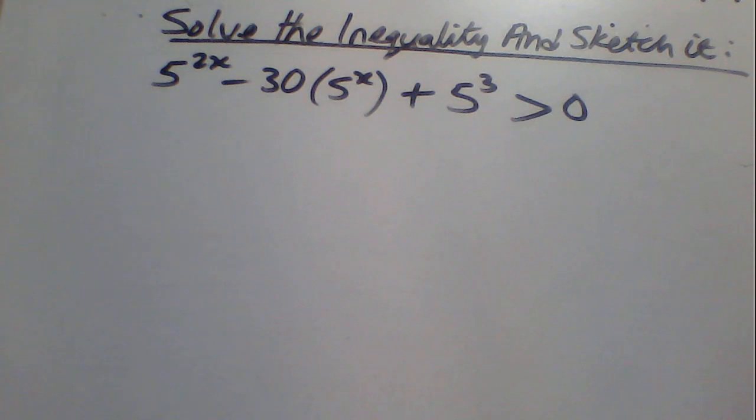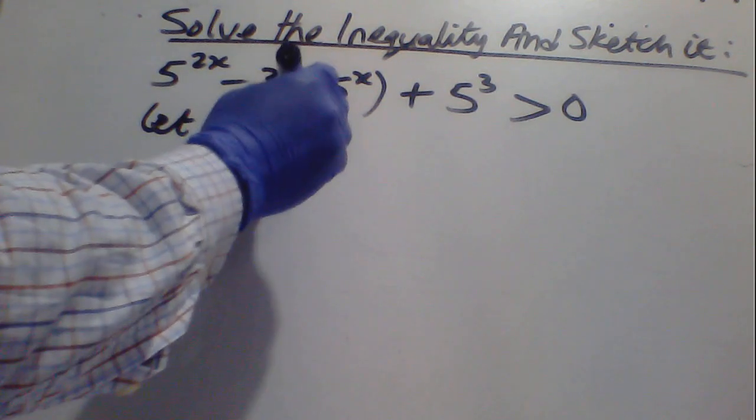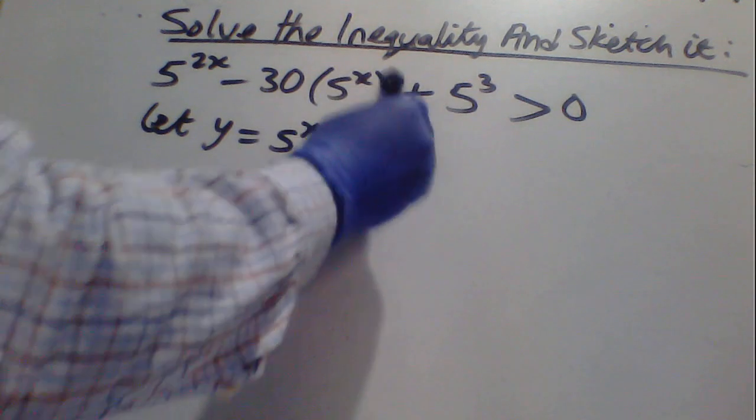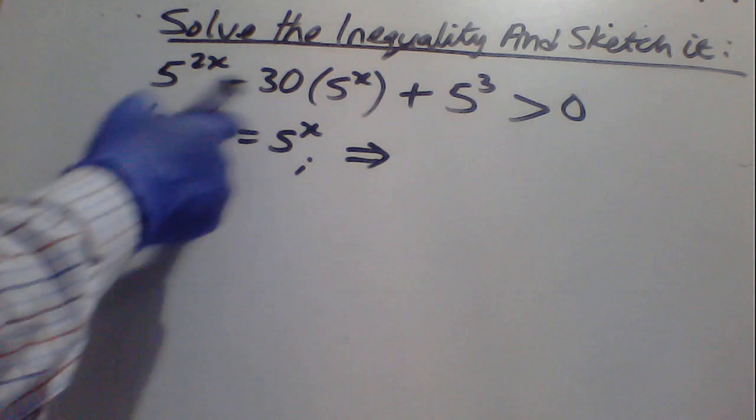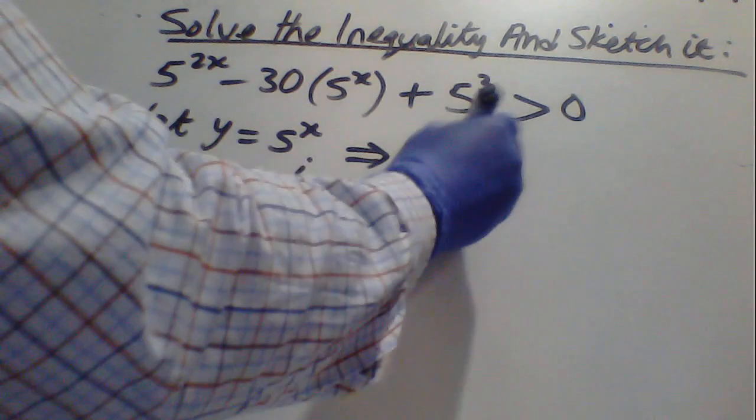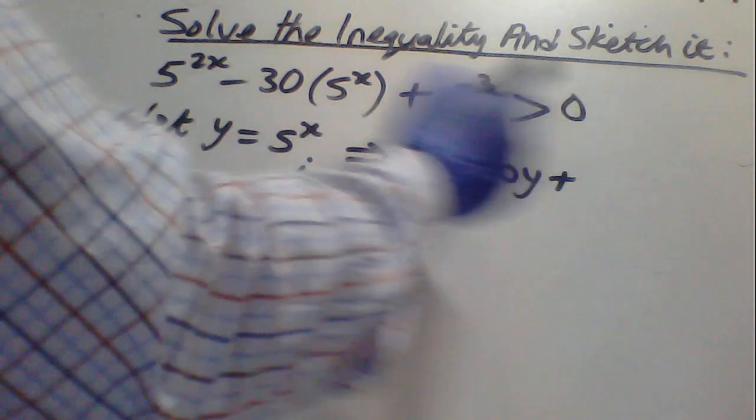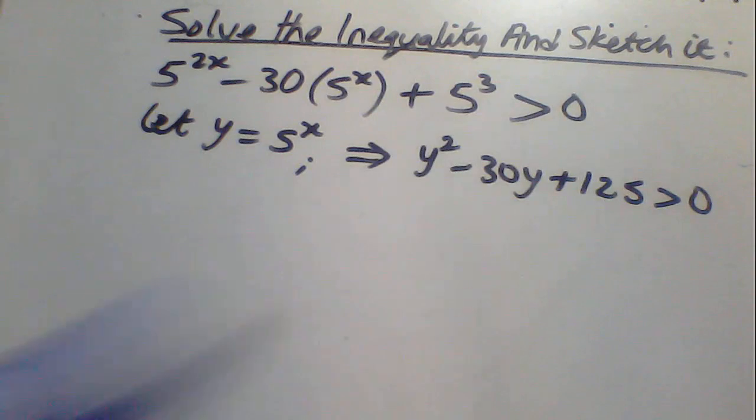The first thing is to assign a simple variable to simplify the given inequality. In this case, you can say let y equal 5 raised to power x. And once you do that, whenever you see 5 raised to power x, you put y. So you have y squared minus 30y plus 5 to the power of 3, which is the same as 125, greater than 0.